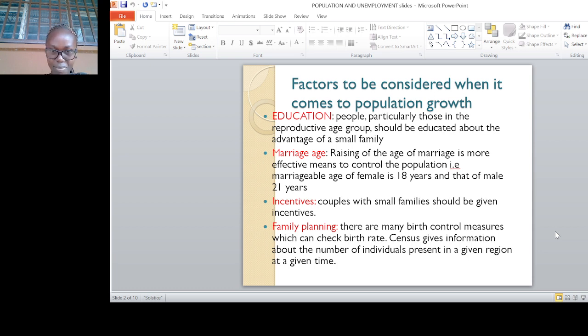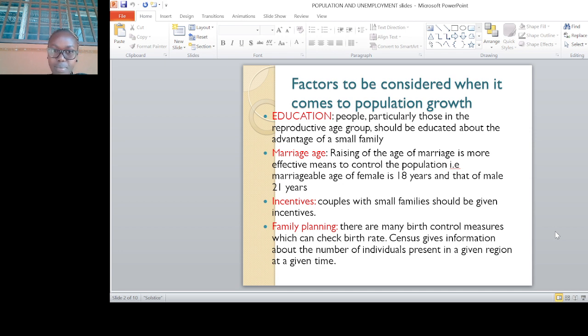Number one, education. People, particularly those in the reproductive age group, should be educated about the advantages of a small family. Number two, marriage age. Raising the age of marriage is a more effective means to control the population, i.e., the marriageable age of a female is 18 years and that of a male is 21 years.